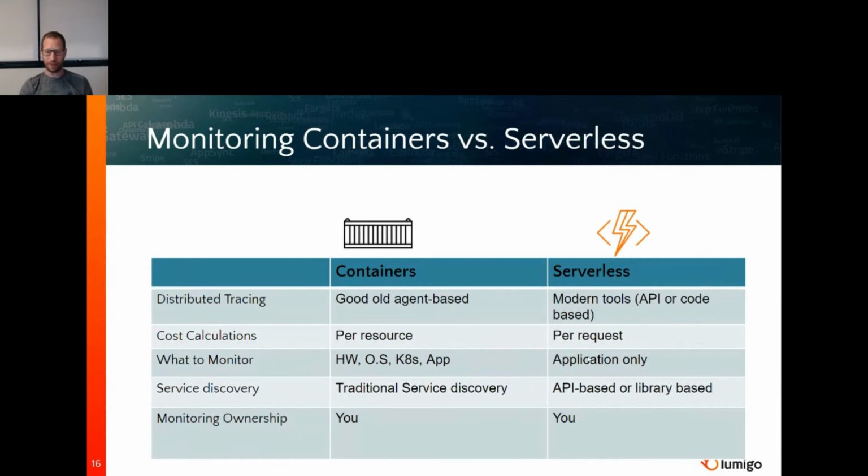Service discovery is really interesting. There are different tools for service discovery, for, I think, 30 years, based on network. But in a serverless environment, in a managed service environment, we can do everything by API or libraries. So we're able to understand what's going on not by sniffing traffic, but by communicating with cloud providers and getting a view of what's going on in the relationship. So that's going to open a whole new domain of service discovery that we're going to see. And we talked about the monitoring ownership. That's still you. Let's not get confused.